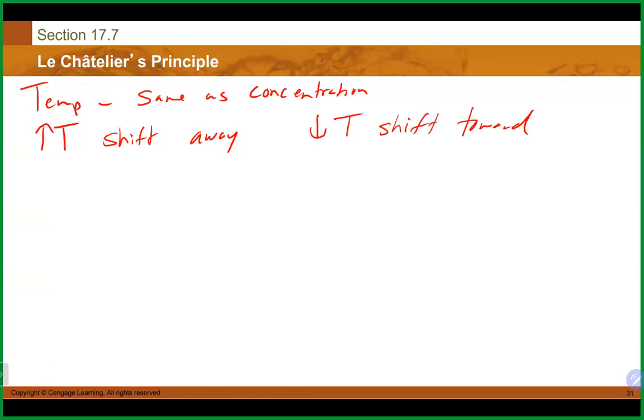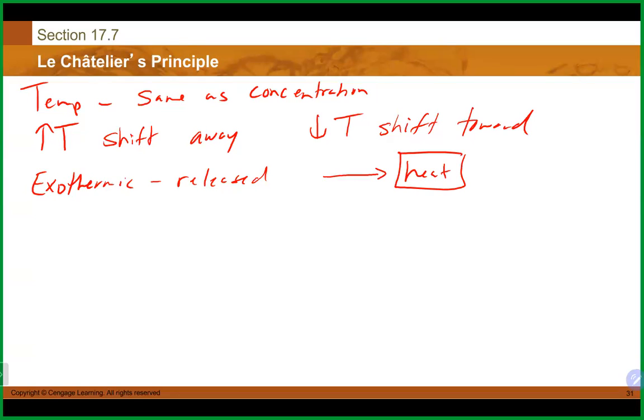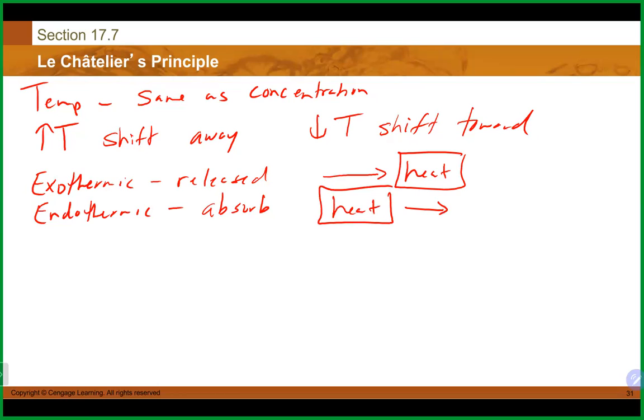So what determines which way that shift would be is really the type of reaction that you're going to be dealing with. So there's either an exothermic reaction or an endothermic reaction. And in an exothermic reaction, heat and energy is released. And when we think about exothermic, we think of heat as being a product. So we think of heat and energy as being on the product side. And that is different than endothermic, where heat and energy is absorbed. And when we think about an endothermic reaction, the heat or energy is considered to be more of a reactant.